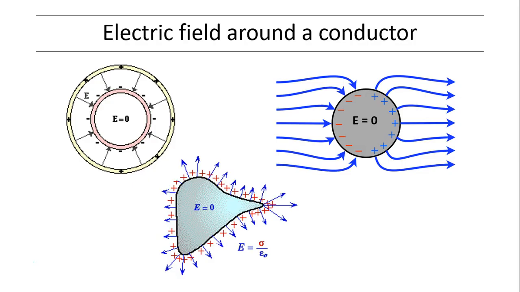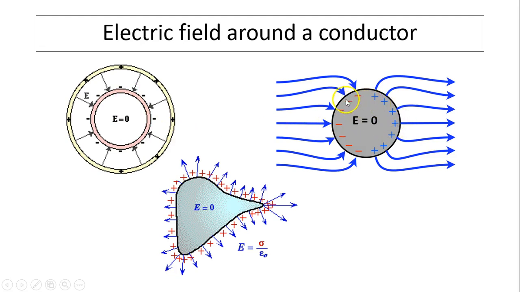Here are some pictures of the field around the conductor. The first one is the shell. The shell has a thickness, so the charges are distributed outside and inside. Inside the shell is empty space. In that empty space, the electric field equals 0. So this is the principle we use to protect our electrical equipment.